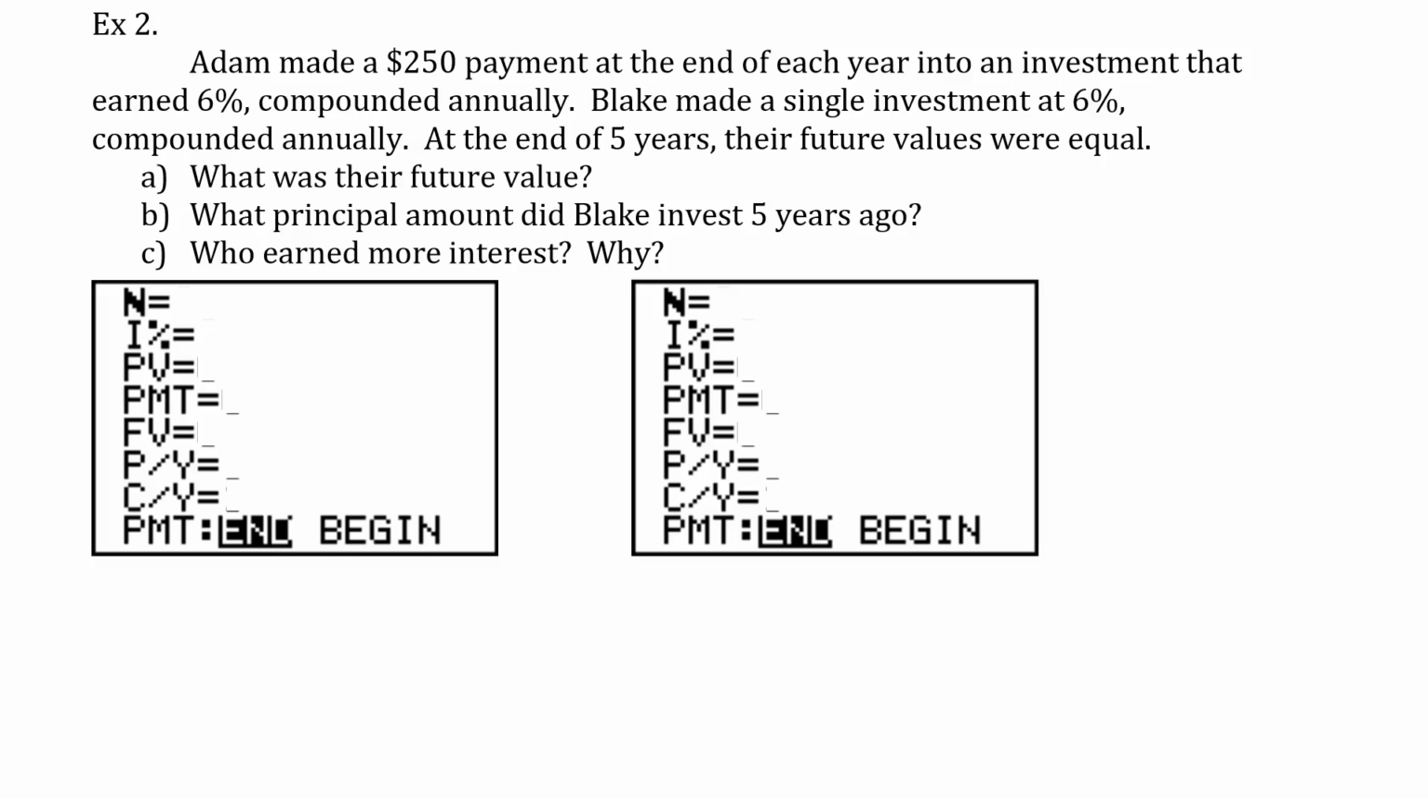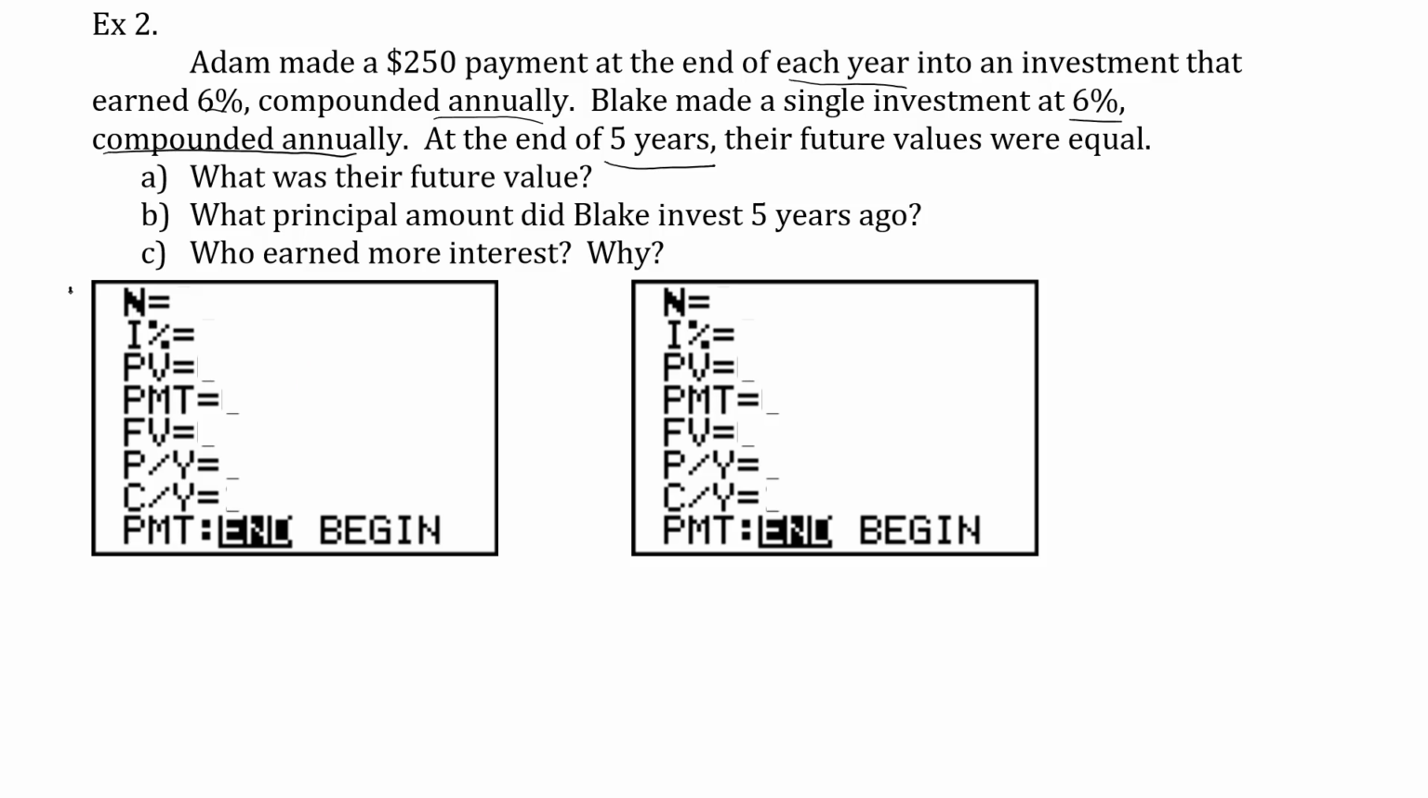Example number 2. Adam made a $250 payment at the end of each year into an investment that earns 6% compounded annually. Blake made a single investment at 6% compounded annually. At the end of 5 years, their future values were equal. A. What was their future value? B. What principal amount did Blake invest 5 years ago? And C. Who earned more interest and why?